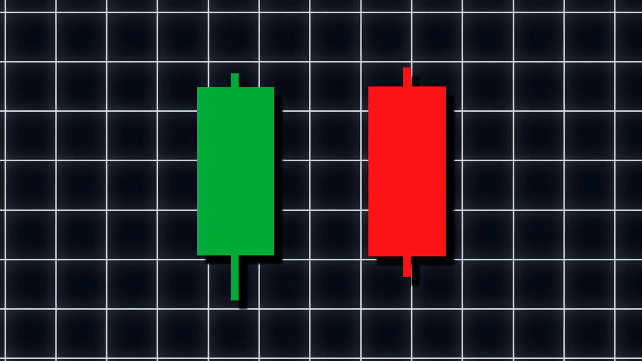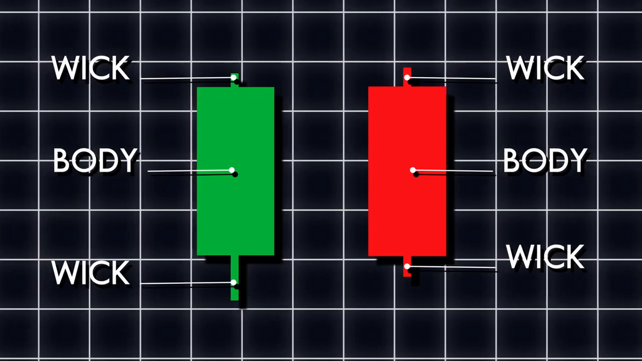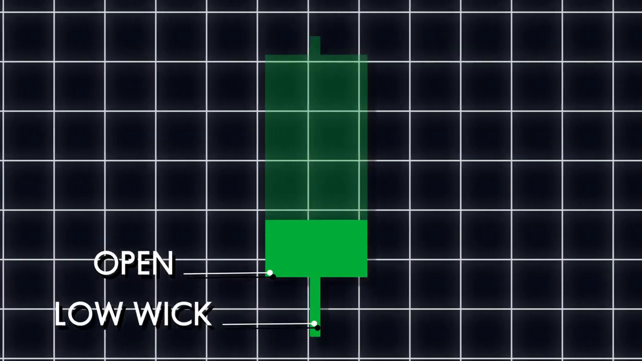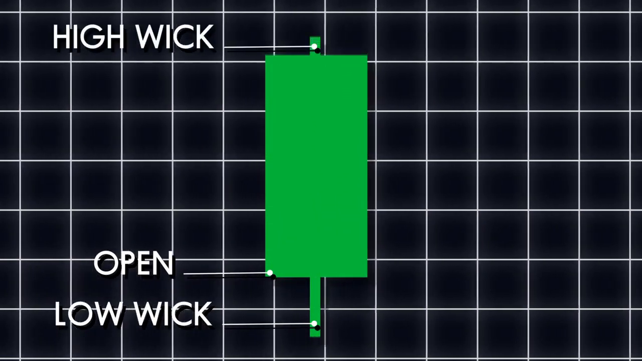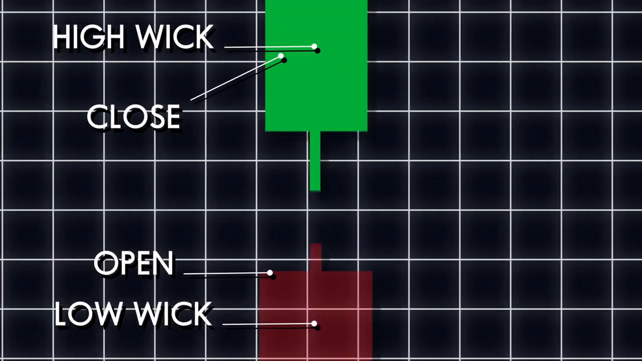These are candlesticks. This is the body of the candle, and the skinnier parts are known as the wicks. For bullish candles, this candle starts with an open and then will most times move lower to form the low wick, raise back up to form a high wick, and then close out once the timer for this candle has ended. For bearish candles, it's the complete opposite.